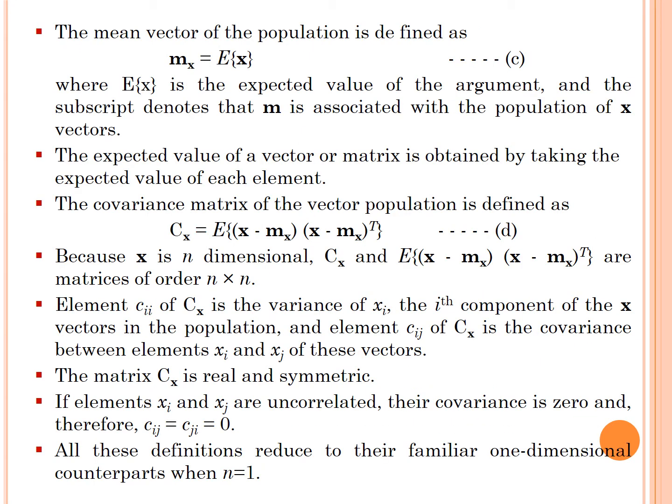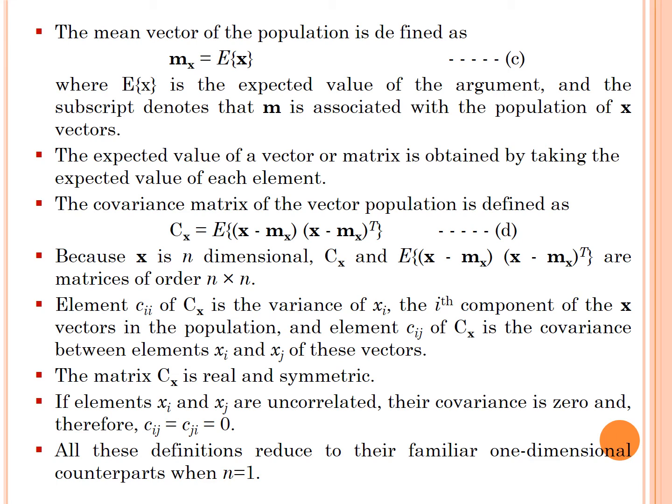The mean vector of the population is defined as m_x equal to E{x}, where E{·} is the expected value of the argument and the subscript denotes that m is associated with the population of x vectors. The expected value of a vector or matrix is obtained by taking the expected value of each element.